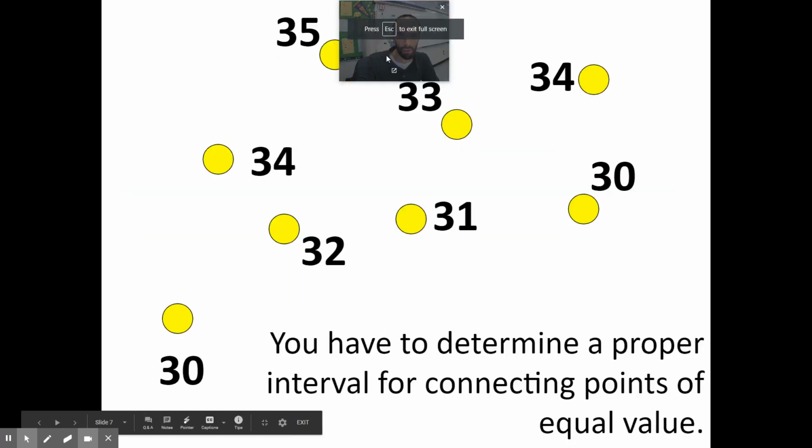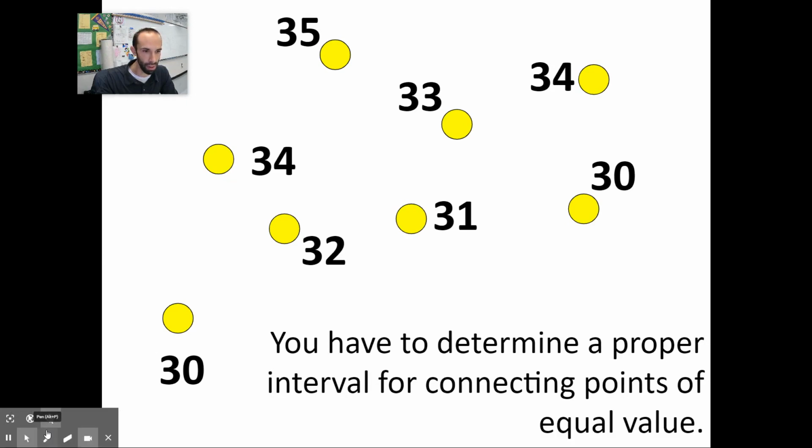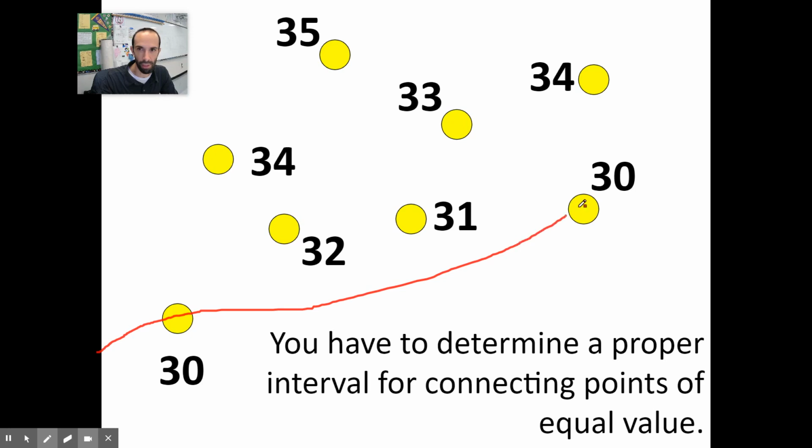So we have a bunch of values on a map, right? And so just a very simple version of this, we're going to connect the places that are the same. And to do that, we just are going to connect all the 30s together. So I just draw a line for all the 30s.